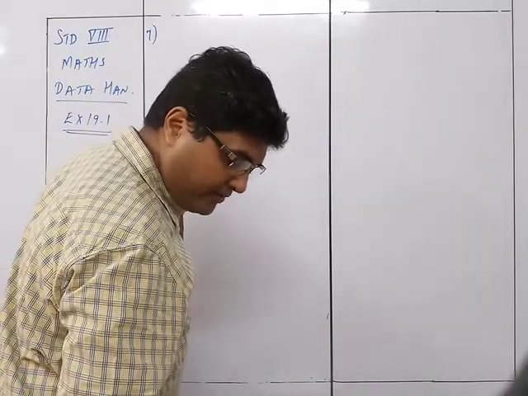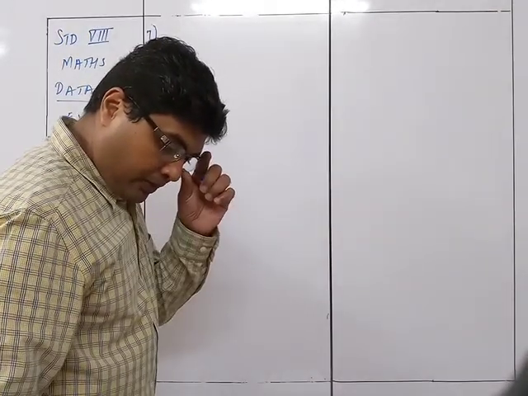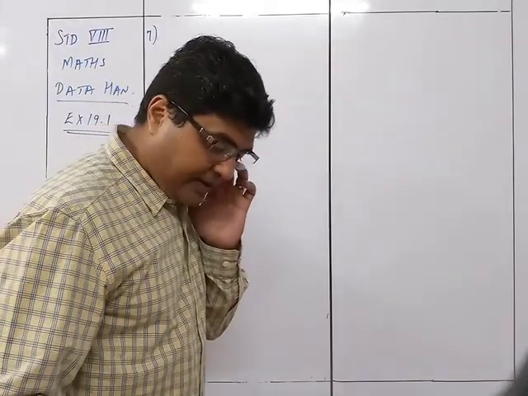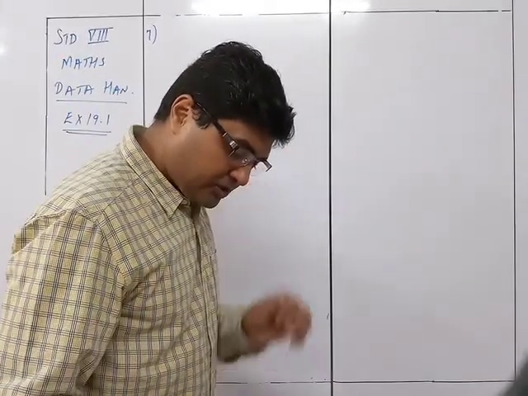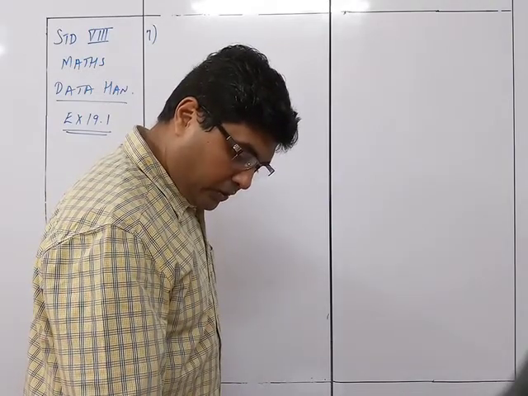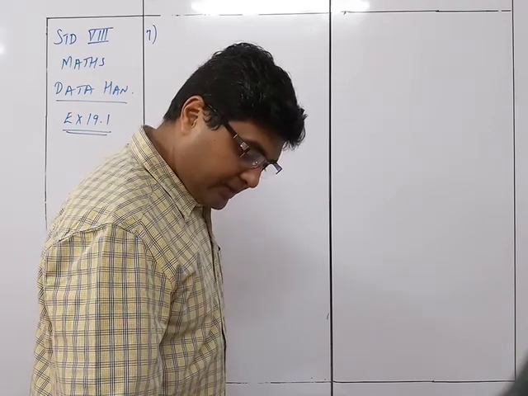The first thing we have is the electricity bill of 40 houses, and they have asked us to take the group size of 10. Now let us see which is the minimum number first. If we see the minimum number, I can see 52 is the least number out here.